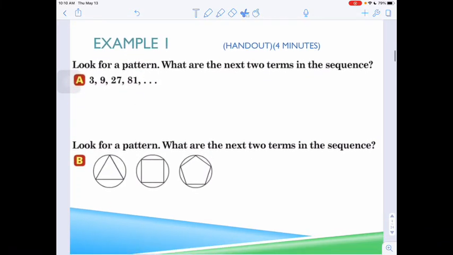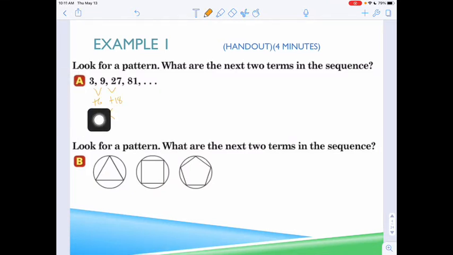For example 1, part A says, look for a pattern. What are the next two terms in the sequence for 3, 9, 27, and 81? A common pattern to look for is adding and subtracting. To get from 3 to 9, we add 6, and to get from 9 to 27, we add 18. We can stop right here because 6 and 18 don't match, so the pattern will not be found by adding.